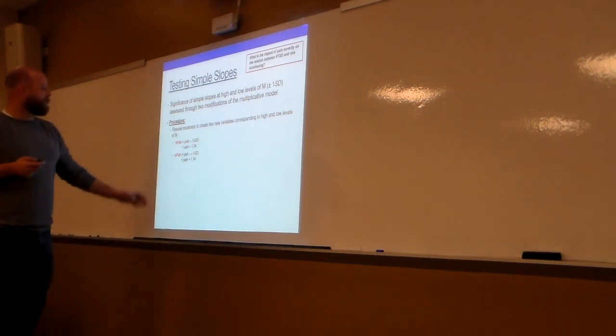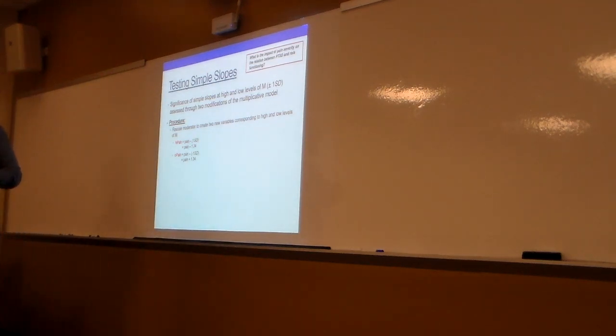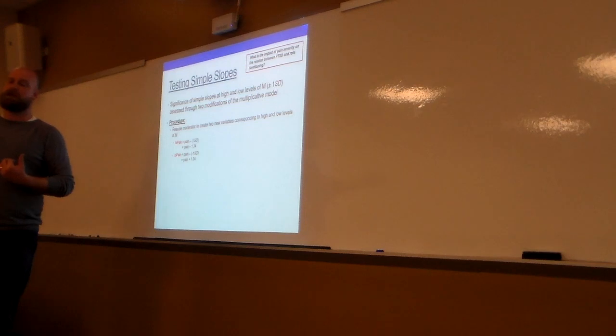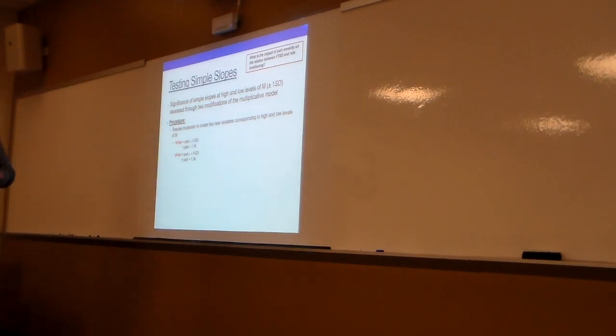And so what I do here is I go through and evaluate my model with pain centered at a standard deviation above the mean and a standard deviation below the mean, right? Pain centered at a standard deviation above the mean is going to correspond to people with high pain.